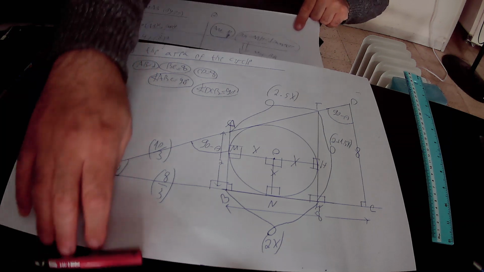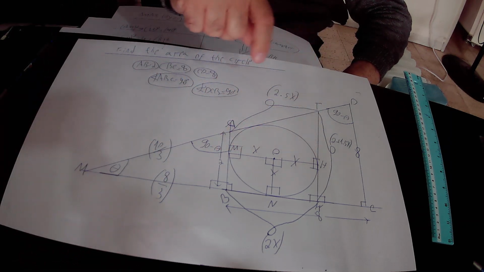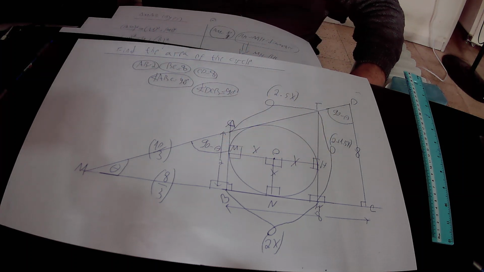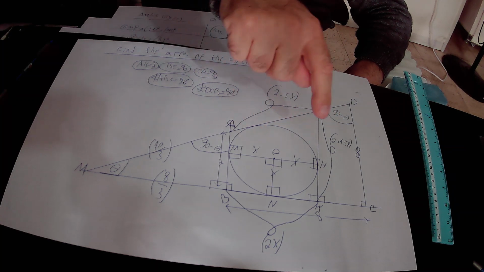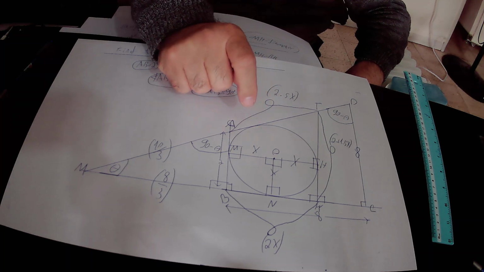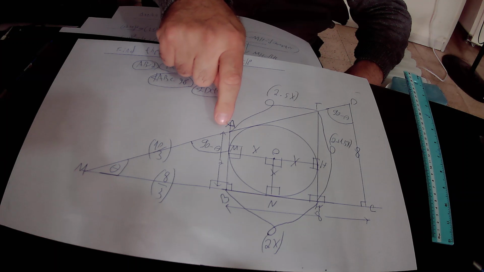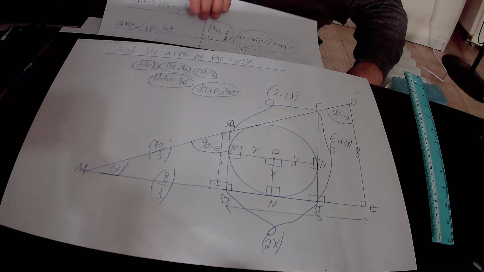Then we focus on quadrilateral MHBT. In quadrilateral MHBT we have 1, 2, 3, 4 right angles. Any quadrilateral that has 4 right angles must be at least a rectangle, if not a square. So quadrilateral MHBT is a rectangle, and we know that the opposite sides of a rectangle are equal to each other. That is to say MH equals BT.